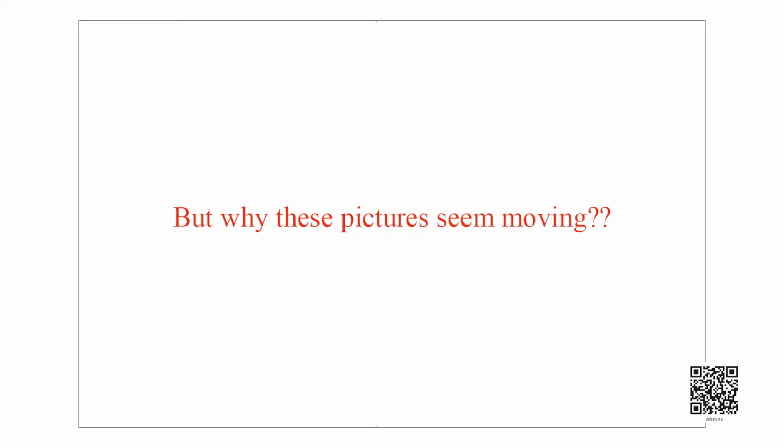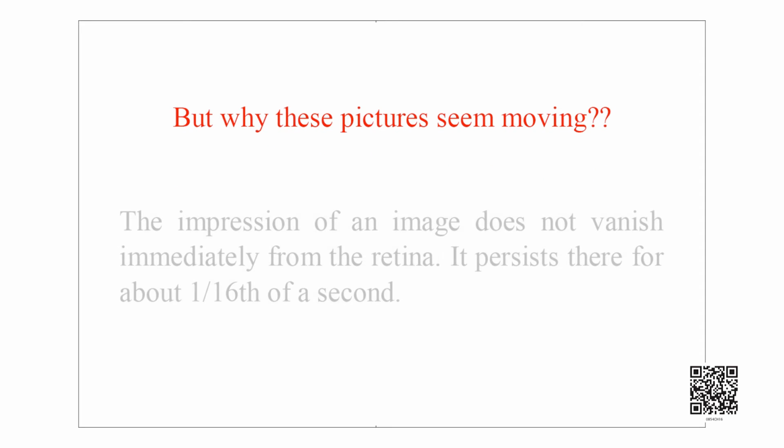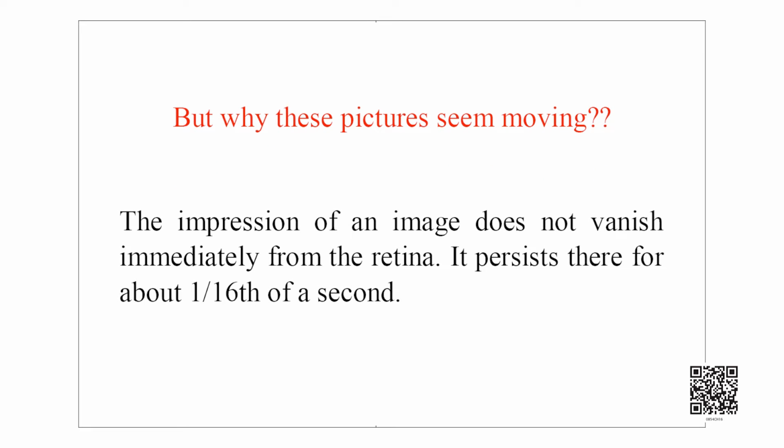Now, let us see a few more details about eyes and how our eyes see different things. For example, all of you have seen movies, right? You are even seeing this video. A video or a movie is like moving pictures, right? Let us see how we see movies or videos. We see movies and videos as moving pictures. This is because the impression of an image does not vanish immediately from the retina. It persists there for about 1/16th of a second.